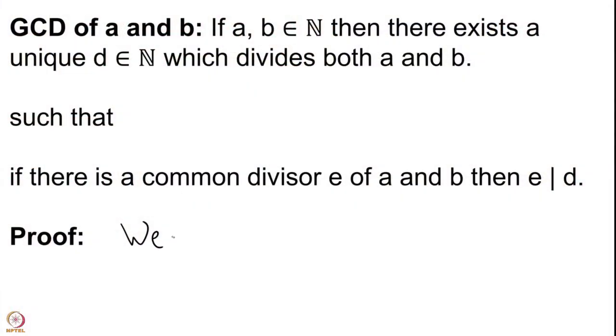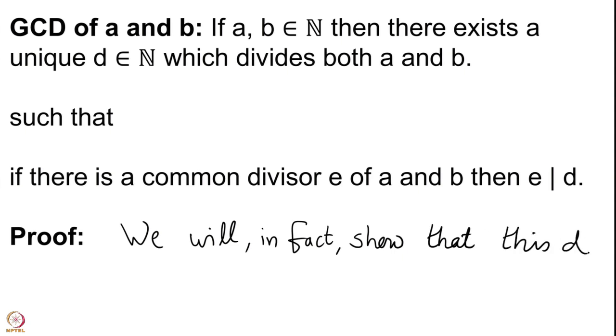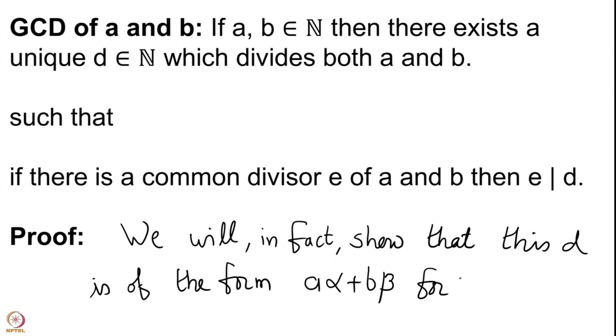We will in fact show that this D is of the form A alpha plus B beta for some alpha, beta in Z. I hope you all remember that Z denotes the set of integers. You take negative numbers, positive numbers and 0. This is the set of integers. We will take alpha, beta from this and we will actually show that our D belongs to this set. D is of this form. Okay, so that is what we want to prove.